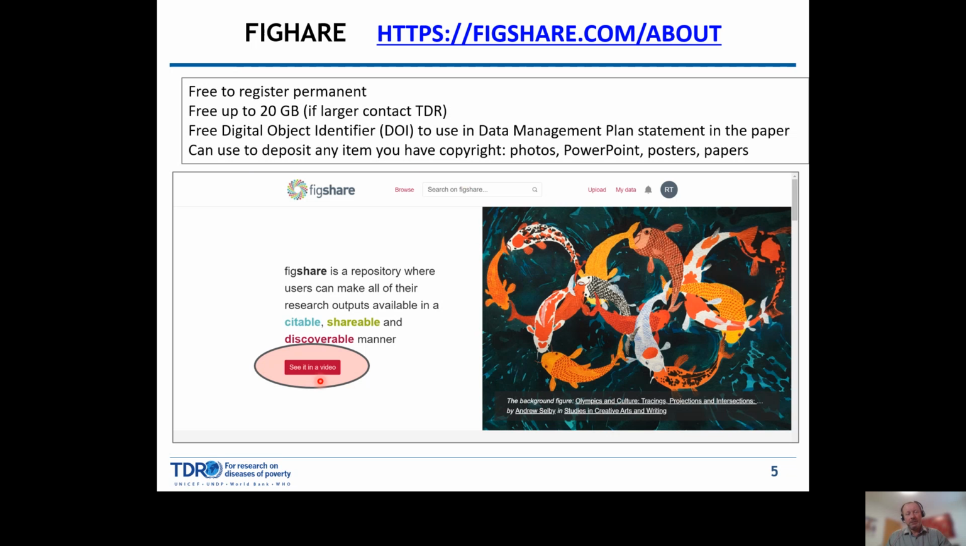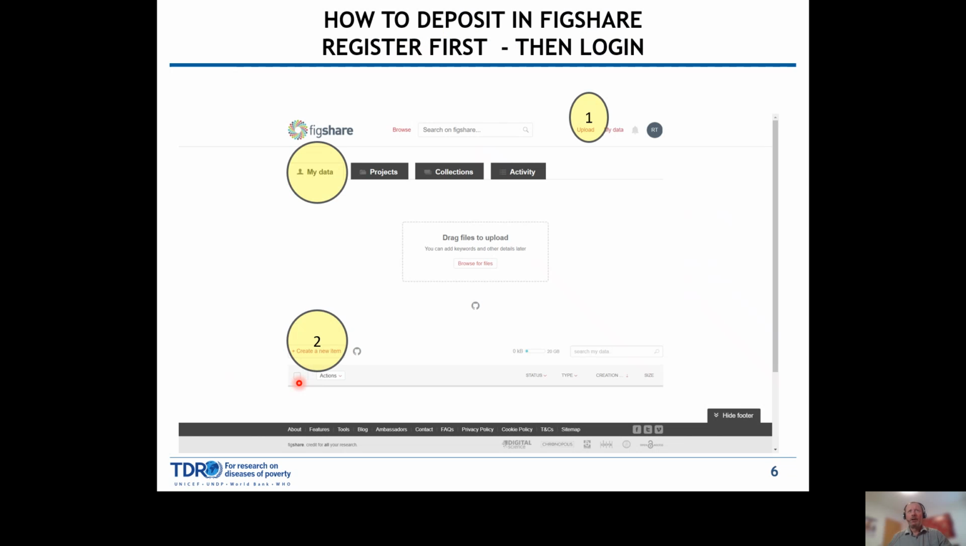If you're interested to know more, it's quite a good little video here on the FigShare website. It'll tell you more about the broader picture of what they do. So how do we go about this? Well, the first thing, in order to deposit your data in FigShare, is you need to register first. That's very straightforward. You just create an account and you need a live and active email to do that.